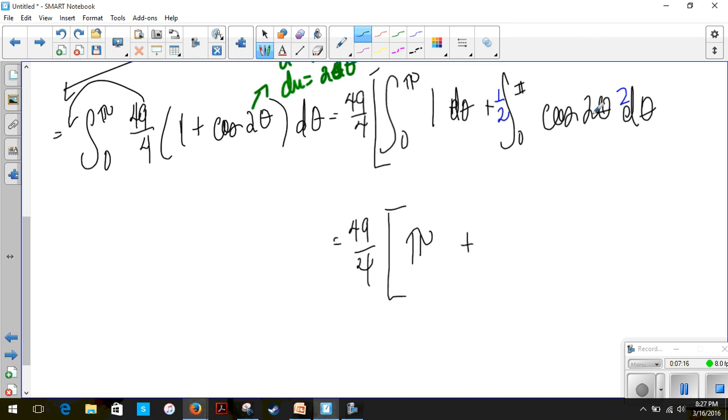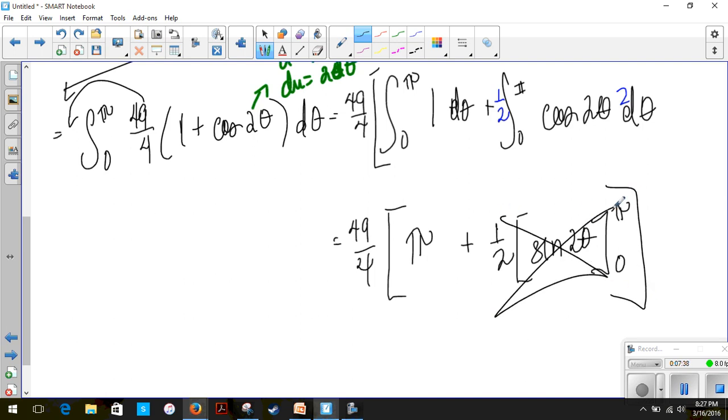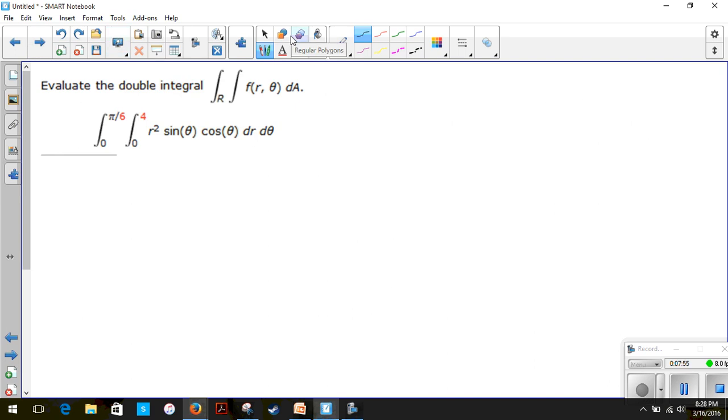Plus, this becomes cos u, so sine u. And I have 1/2 times the sine of 2 theta, going from 0 to 2 pi, all of which is useless, right? Because 0 and 2 pi, if I'm talking about sine, I still have a 0. And so all of that for 49 pi over 4. It's not too terrible, although that probably didn't seem very nice.